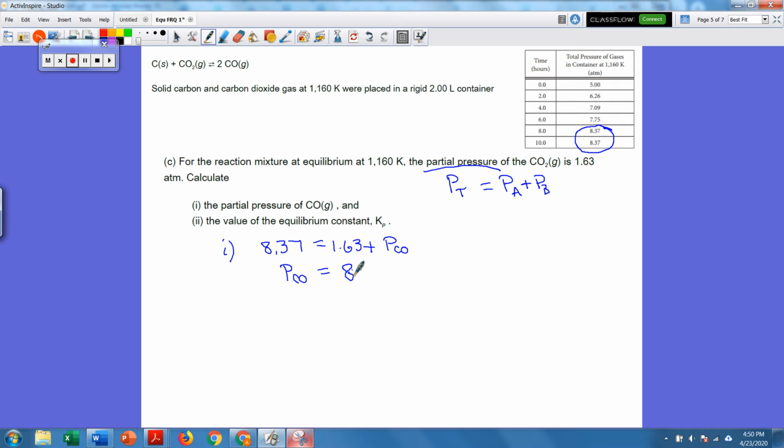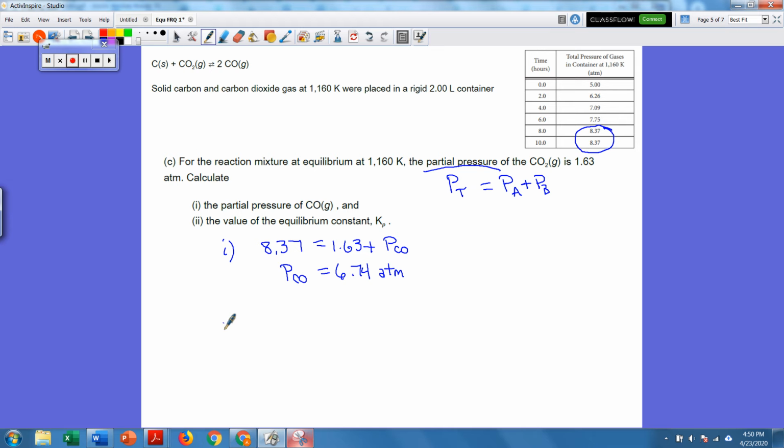I'm reading the wrong number here. You should get 6.74. And again, make sure that you write the units. 6.74 atmospheres. You do not want to lose points for not writing your units down.